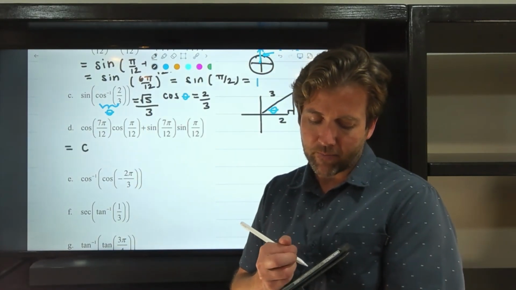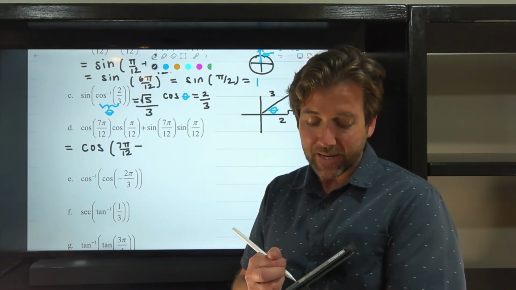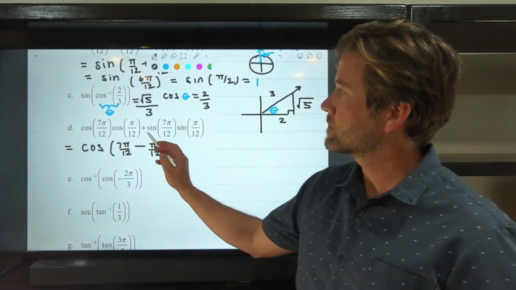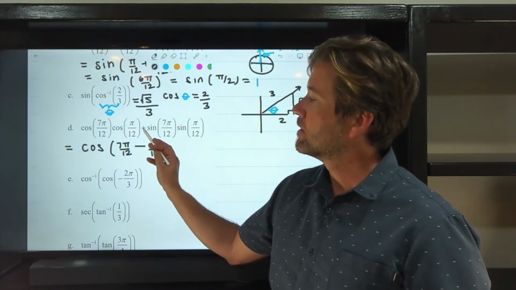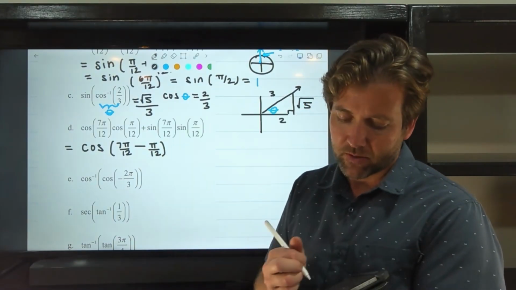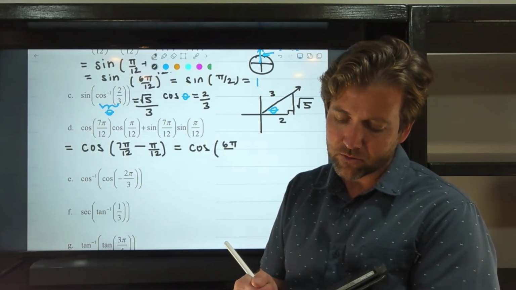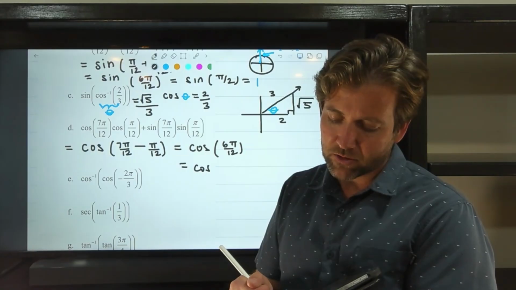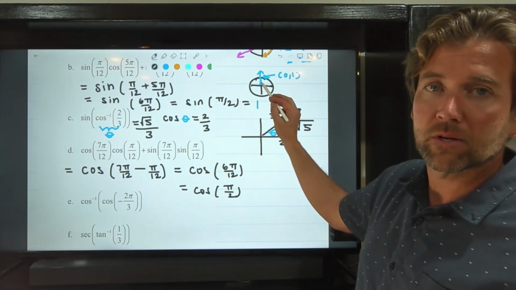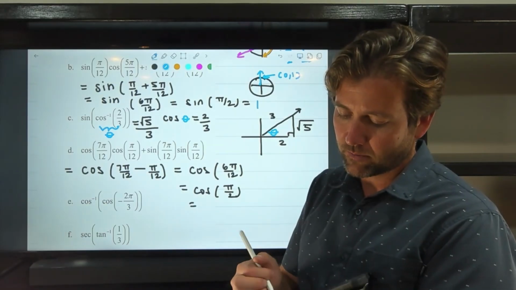So this problem will actually condense to the cosine of 7 pi over 12 minus pi over 12. If this was a minus sign here, knowing the formula for angle addition of cosine, then this would be a plus, but it's not. That's a plus, so this is a minus. This is equal to the cosine of 6 pi over 12. That reduces to the cosine of pi over 2. We have the angle pi over 2 already drawn up here. Cosine of that angle is the x-coordinate, which is 0.